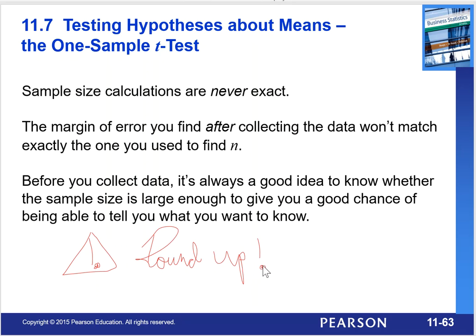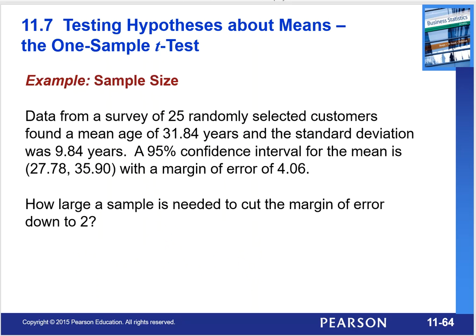Let's see an example. Data from a survey of 25 randomly selected customers is found to have a mean age of 31.84 years. Oh my gosh, I'm using this example again. I wrote this being a really boring person. I should have come up with some more stuff. And had a standard deviation of 9.84 years. A 95% confidence interval for the mean was found to be 27.78 to 35.90 with a margin of error of 4.06. How large of a sample is needed in order to cut the margin of error down to just being 2?